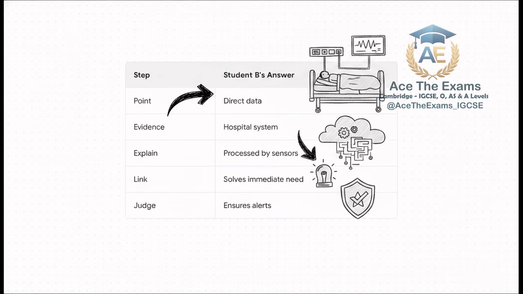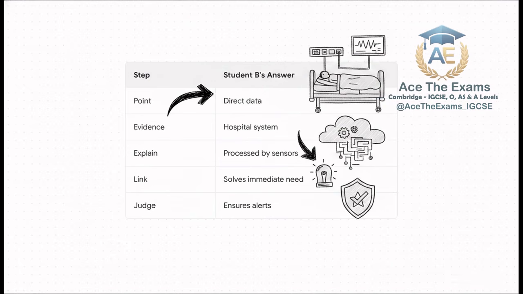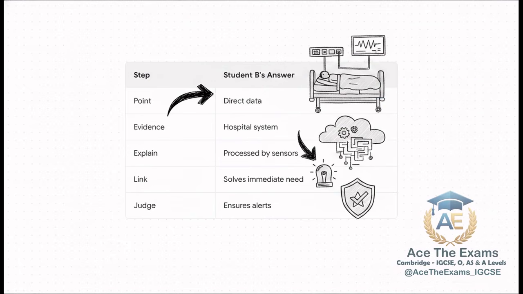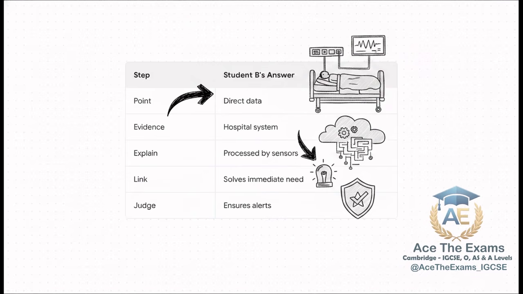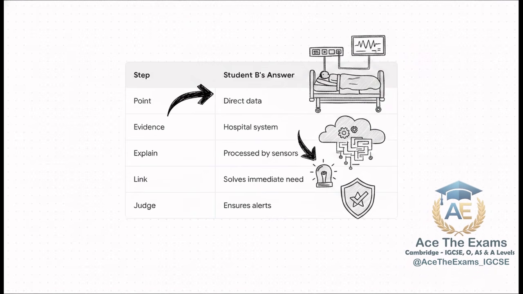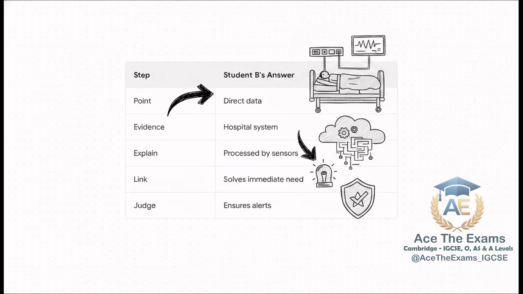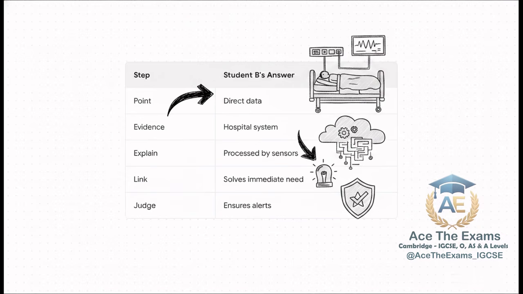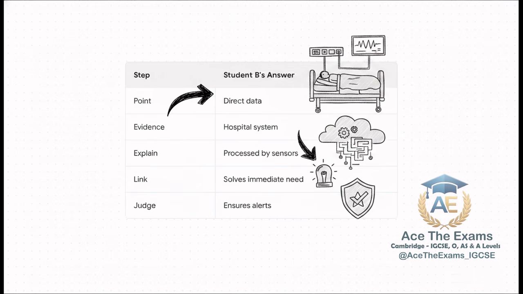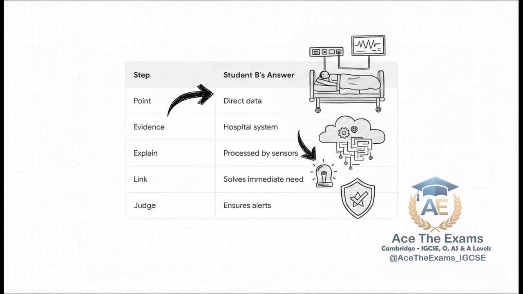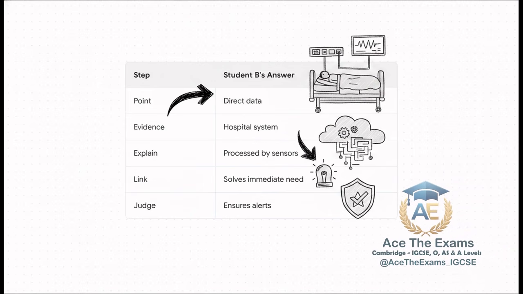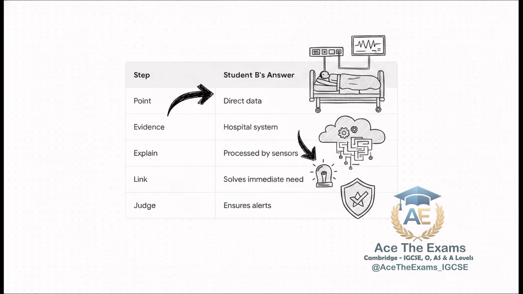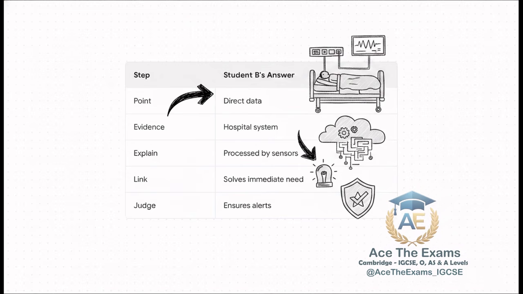Student B made their point about direct data. Their evidence, the hospital monitoring system. Their explanation detailed real-time patient vitals processed continuously by sensors. Then they linked it to solving the immediate need for immediate alerts, effectively passing judgment on its effectiveness for that specific scenario. See what they did? They didn't just list a bunch of undeveloped ideas, they built a cohesive, undeniable sequence of operations.